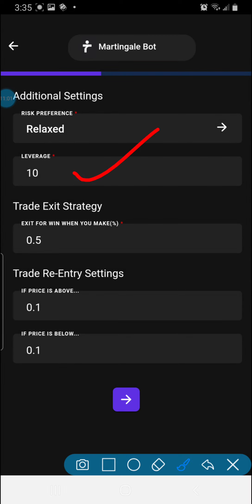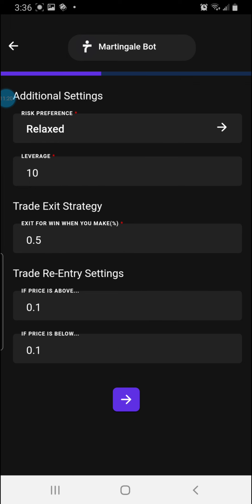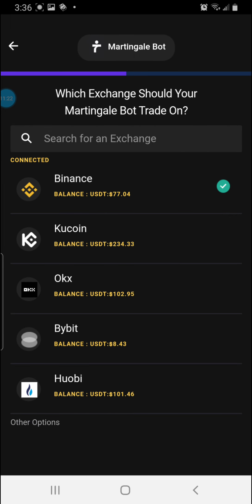Your leverage is already here. Your exit when take profit is already here, 0.5. Please leave them. You can use 0.1 as price entry for both re-entry positions, both below and above. Use 0.1 for both of them. Then you click here. Okay, and you now pick, let's go KuCoin or OKX.